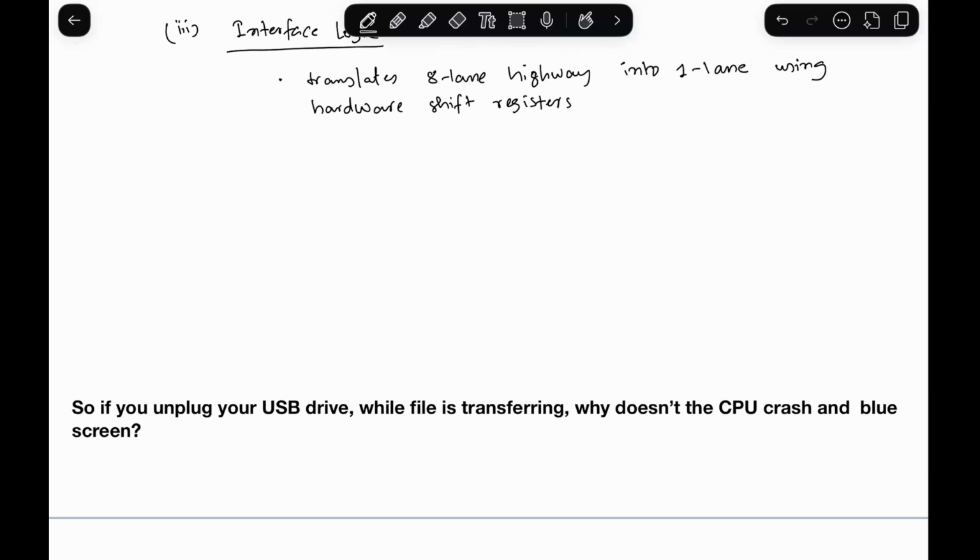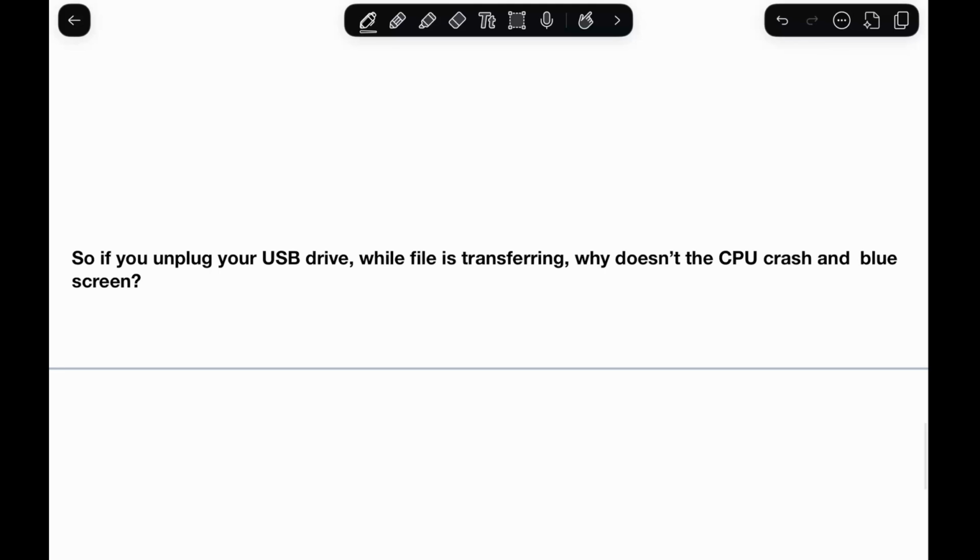So when this process is happening, the CPU is completely insulated from the physical reality. So we won't get a blue screen, or the CPU won't crash instantly, because it has been abstracted and handled via the device controller in a graceful manner. So this is it for device controller.